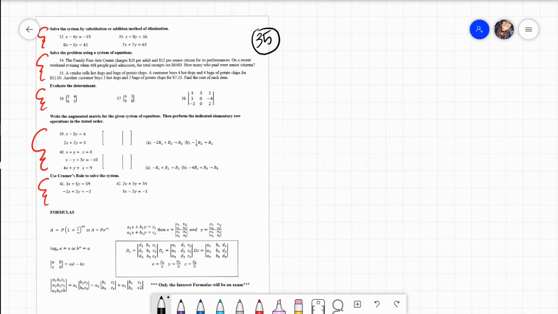So obviously, because it said to solve using a system of equations, that lets me know that I need to declare what is my x, what is my y, and then set up my equations. So I'm going to say that hot dogs is x, and potato chips is y. They appear in that order, so it makes sense in my head that hot dogs would be x and potato chips would be y.